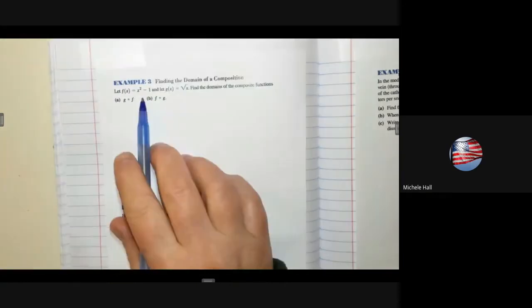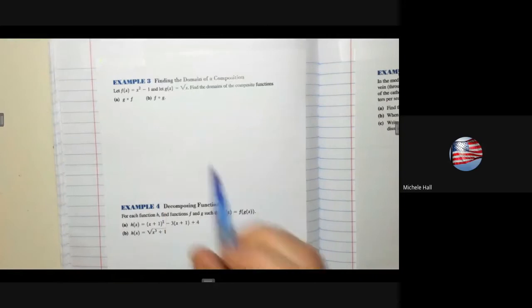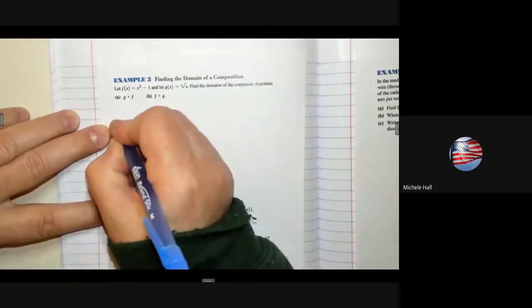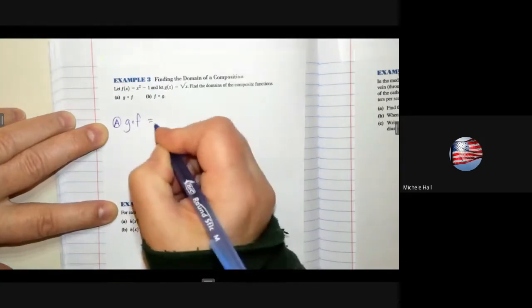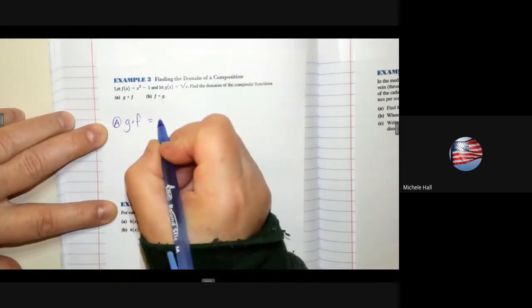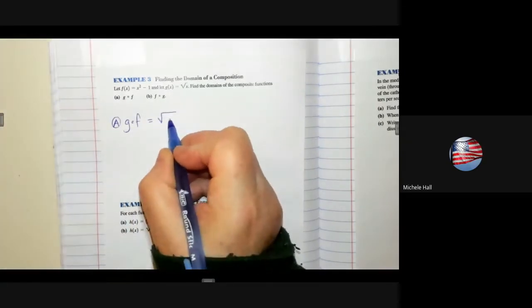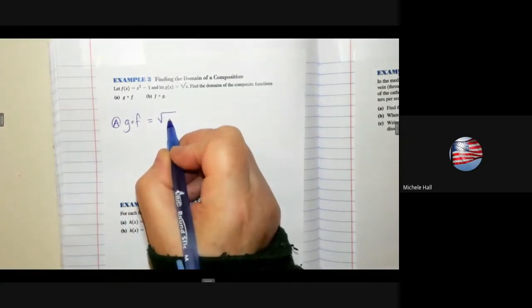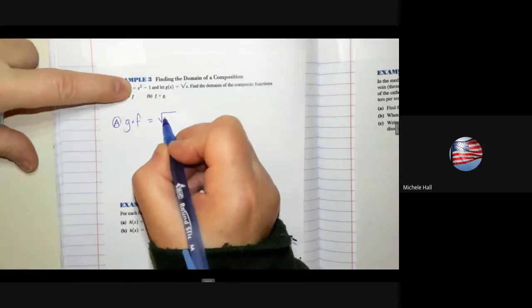Let's see. Finding the domain of a composition. f of x is x squared minus 1. g of x is the square root of x. Find the domain of the composition. Okay. A is g of f. g is the square root of x, but where there's an x, I need to fill in f of x. And here is f of x, x squared minus 1.